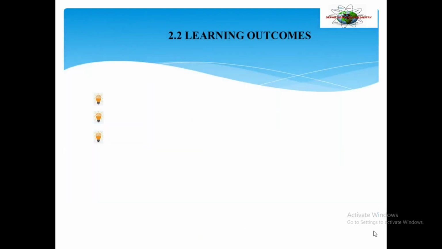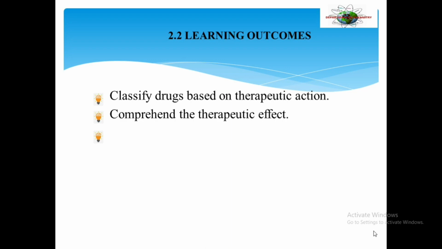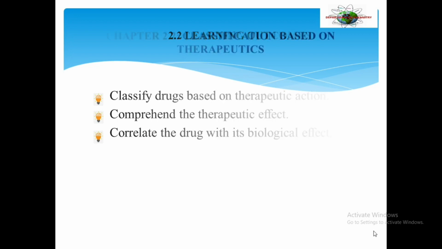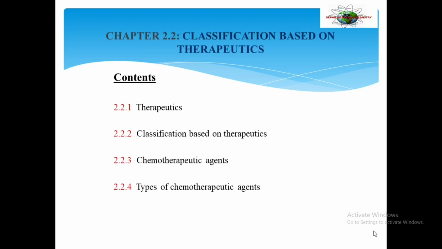Learning outcomes. By the end of this chapter, students will be able to classify the drugs based on therapeutic action, comprehend the therapeutic effect, and correlate the drug with its biological effect. The contents of this chapter are therapeutics, classification based on therapeutics, chemotherapeutic agents, and types of chemotherapeutic agents.